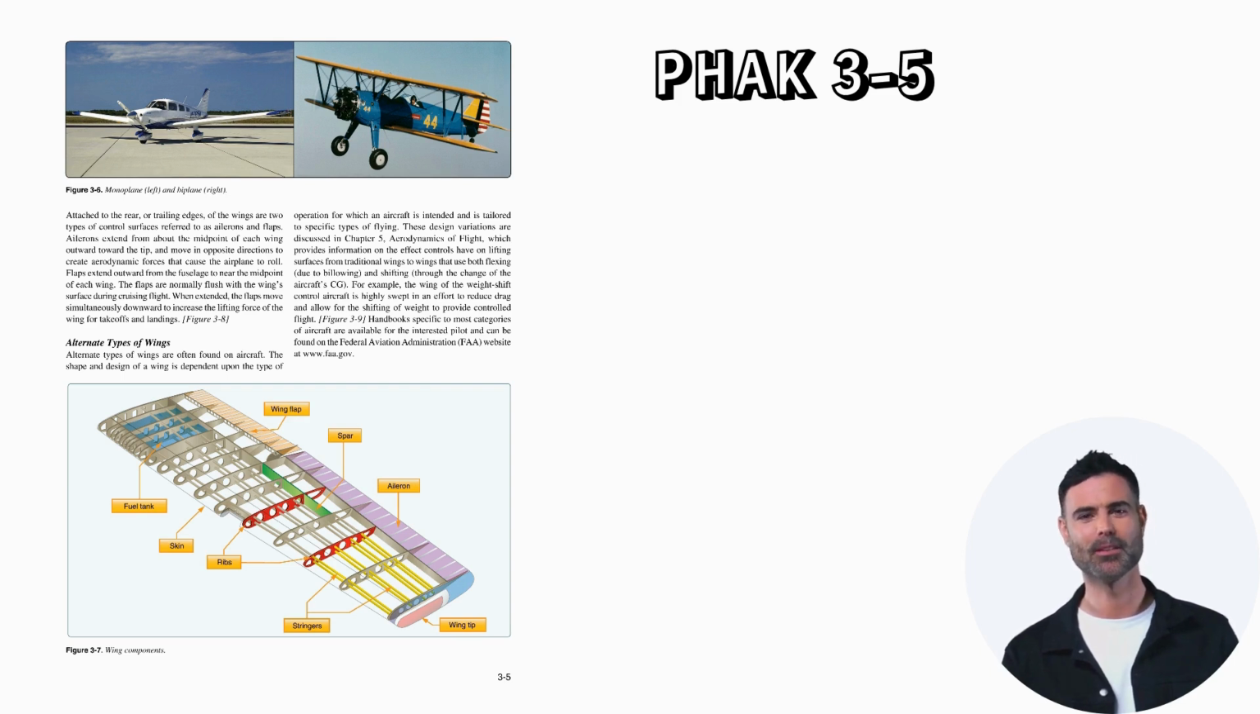Alternate types of wings. Alternate types of wings are often found on aircraft. The shape and design of a wing is dependent upon the type of operation for which an aircraft is intended and is tailored to specific types of flying.